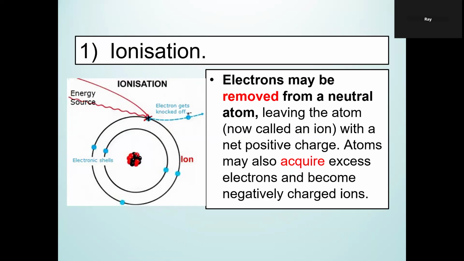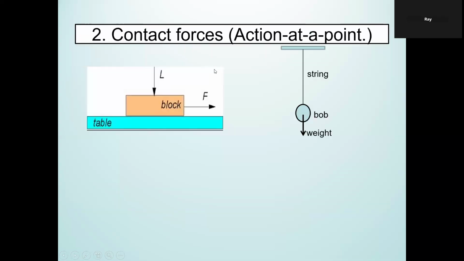Electrons can be removed. Right? We call it ionization. For a neutral atom, leaving an atom now called an ion with a net positive charge. Atoms may also acquire excess electrons and become negatively charged ions. Stop me if you want to ask a question.